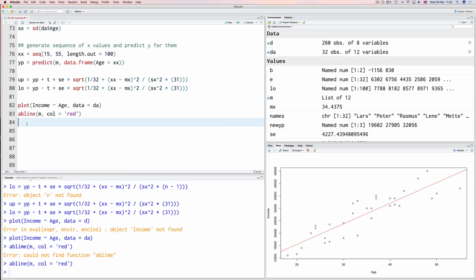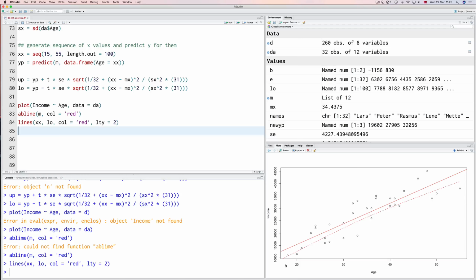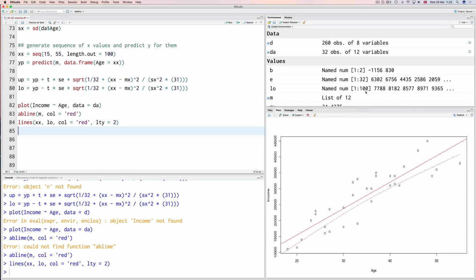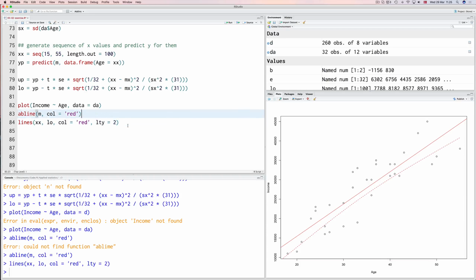So that's the model, and then I will add also this, make the line plots for the boundaries. So I add lines, and then I have this XX and lower boundary. I will make it also red, but dashed line. So that's the lower boundary. You can see it has the same shape as I showed you in the slides, and then we add the same for the upper boundaries. Okay.